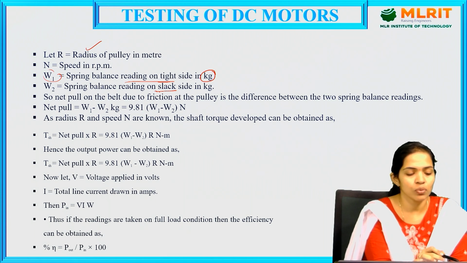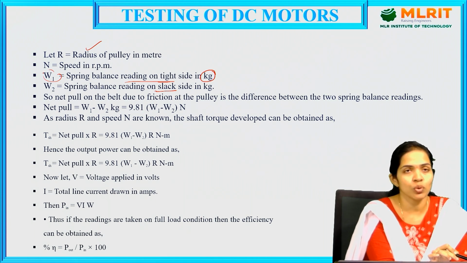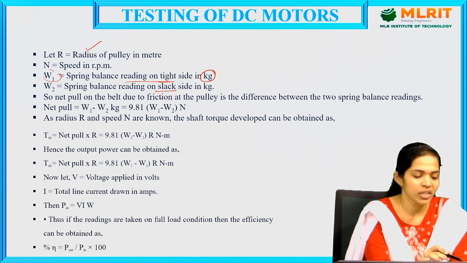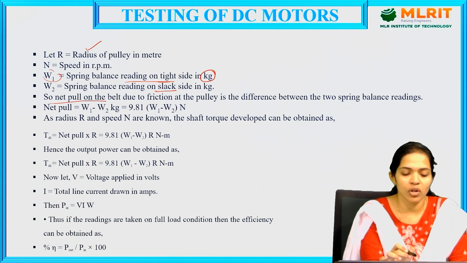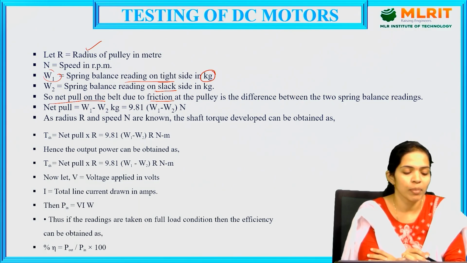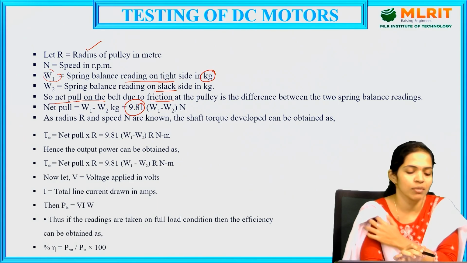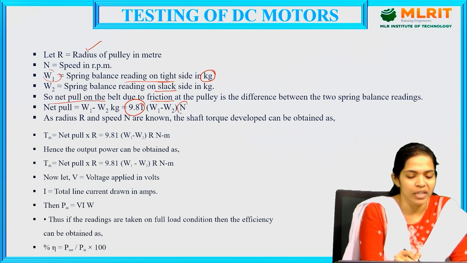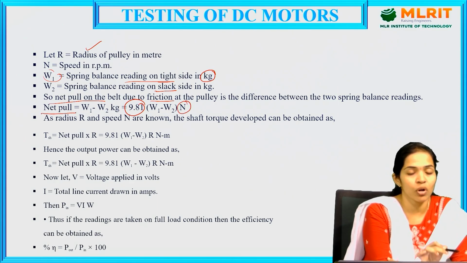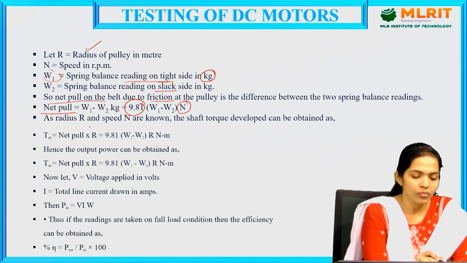So we are going to record W1 and W2 as the weights on the tight and slack side of the pulley arrangement. So we will get the net pull on the belt due to the friction. It is nothing but the difference between the two weights, W1 and W2, multiplied by the gravitational pull, that is 9.8 into the speed. So this is the net pull on the motor, or the net load being applied on the motor.